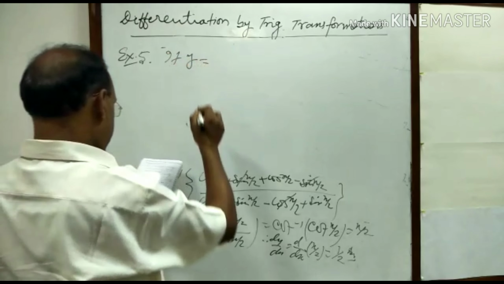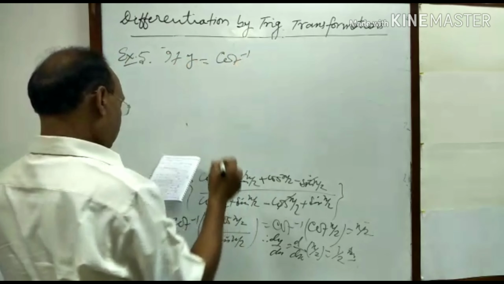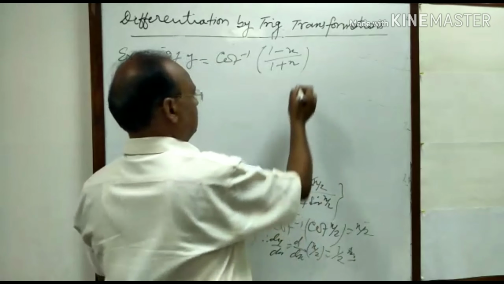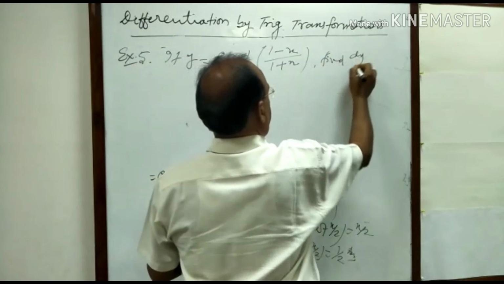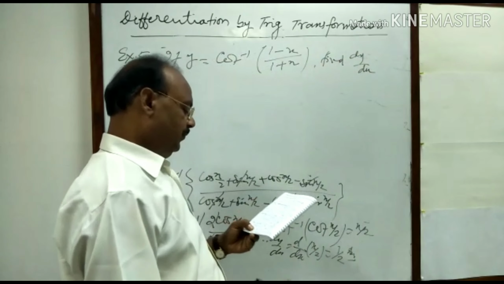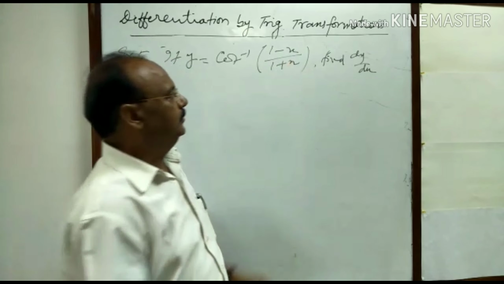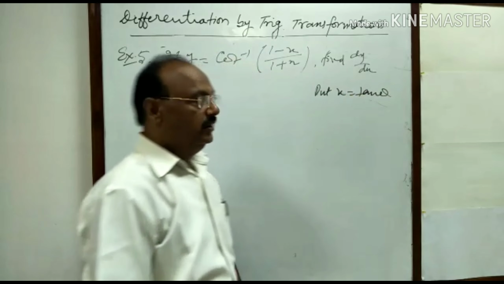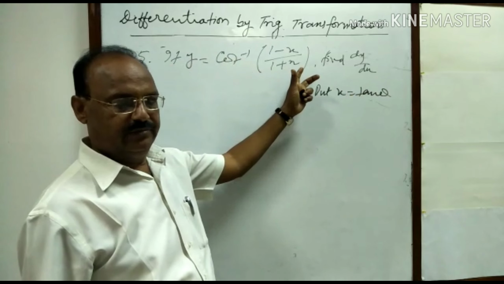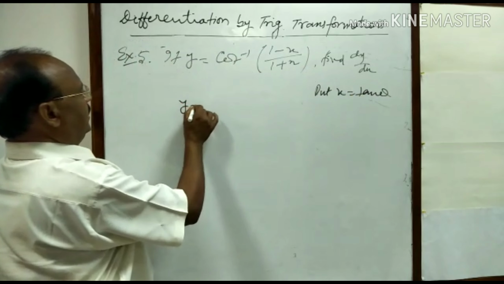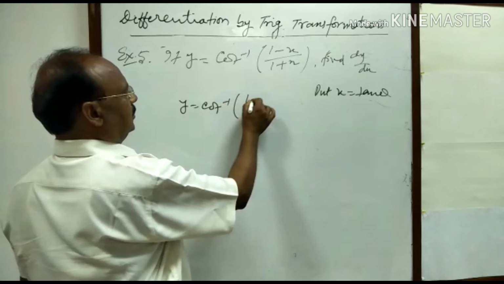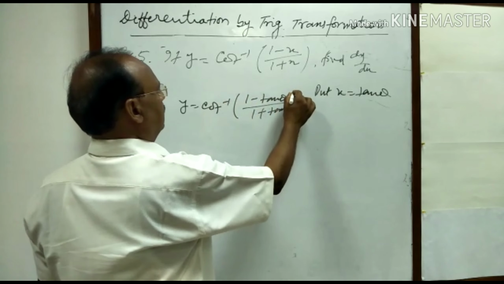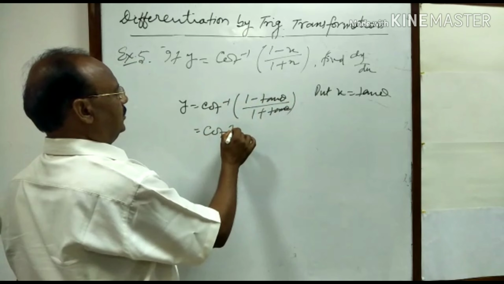If y is equal to cot inverse of (1 minus x) upon (1 plus x), then we have to find the derivative of y with respect to x. We can put here x is equal to tan theta, then it will be reduced to a very simple trigonometrical form. So we will get y is equal to cot inverse of (1 minus tan theta) upon (1 plus tan theta), and this is equal to cot inverse.